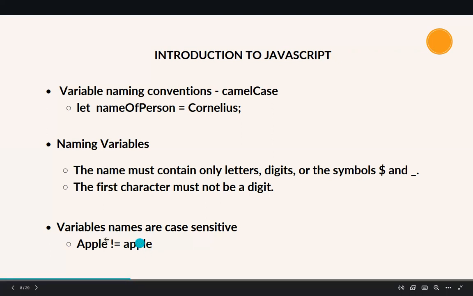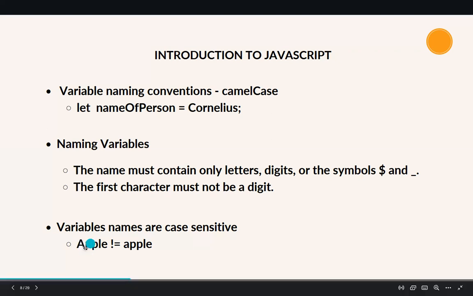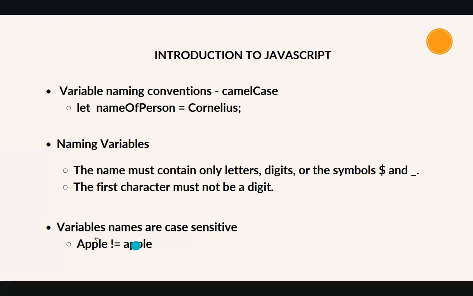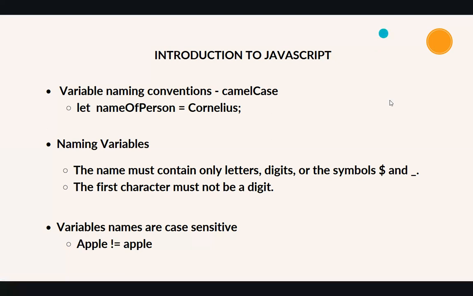In my computer memory, when I declare a variable and I name it Apple with a capital A, and I try to access it with apple with a small a, it will be undefined because these two are not the same. So that's just one of the things I wanted to mention, that variable names are case sensitive, where this and this are not the same, because this has a capital, this has a small letter. So that's something to keep in mind. Any questions so far?